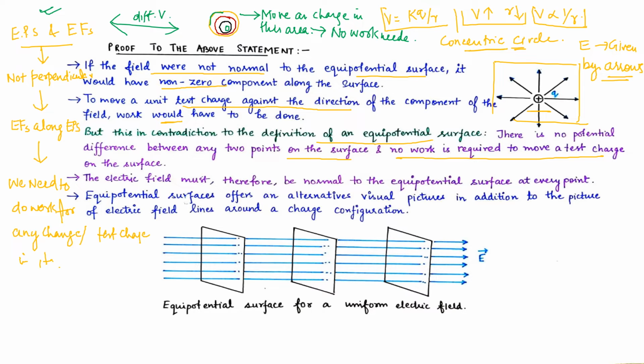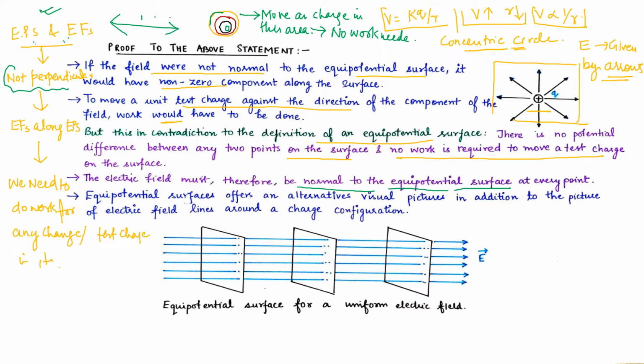This is the contradiction, that equipotential surfaces have equal potential, so there should not be any work done for bringing any test charge. But this condition is also satisfied if these two are not perpendicular. Now the electric field must therefore be normal to the equipotential surface at every point.